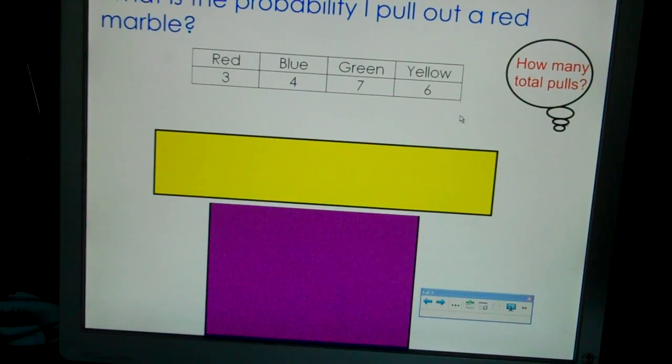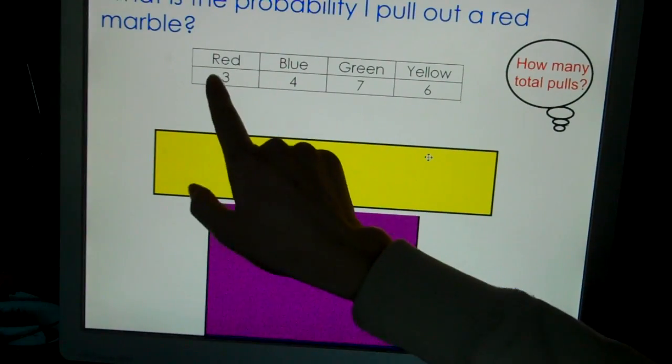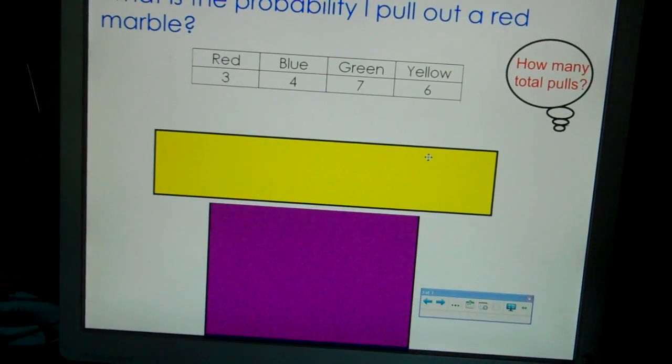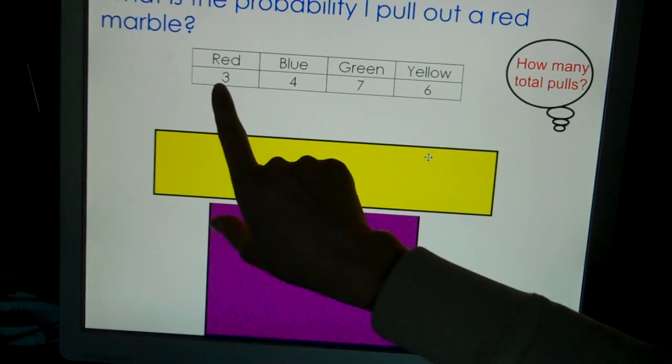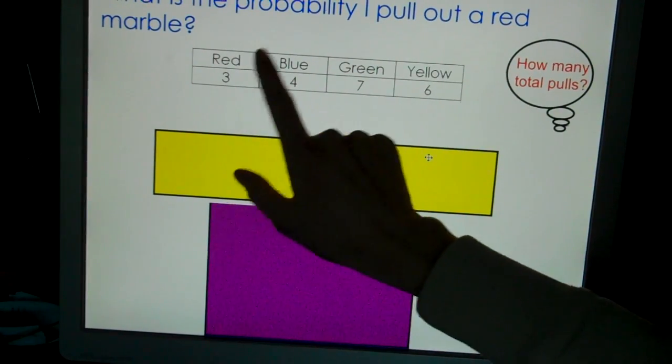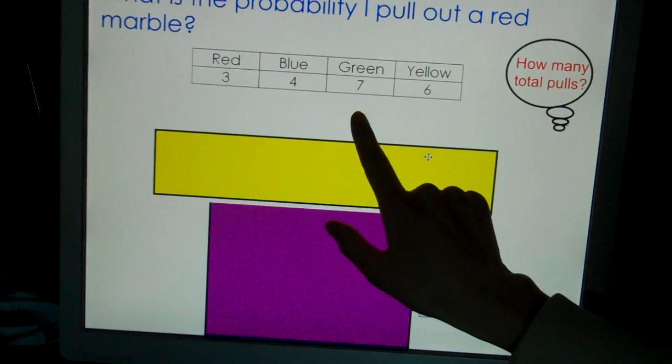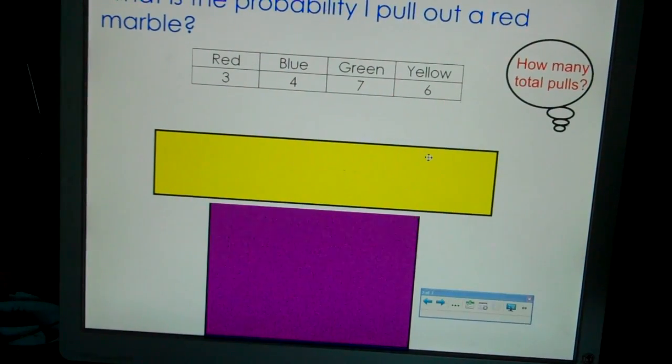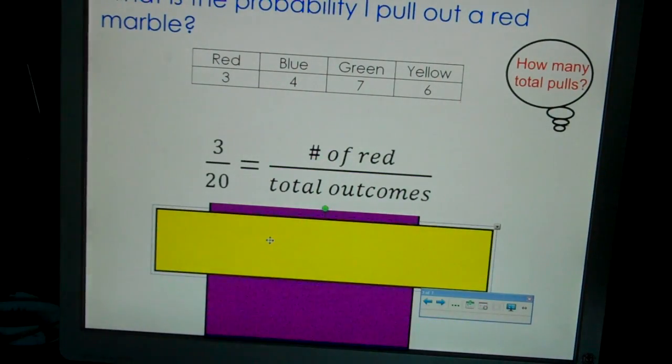How many did I have? I hope you're saying 20. Because I pulled out 3 red, put it back, pulled one, put it back. So I had 3 reds, and then I had 4 blues, 7 times I pulled green, and 6 times I pulled yellow. So I did a total of 20 pulls. This time I'm looking for red, so it's 3 out of 20.